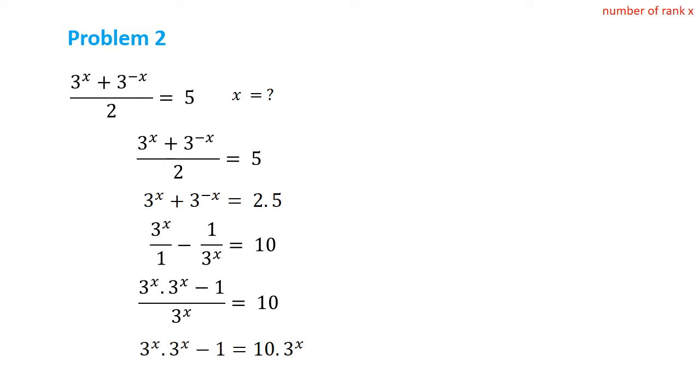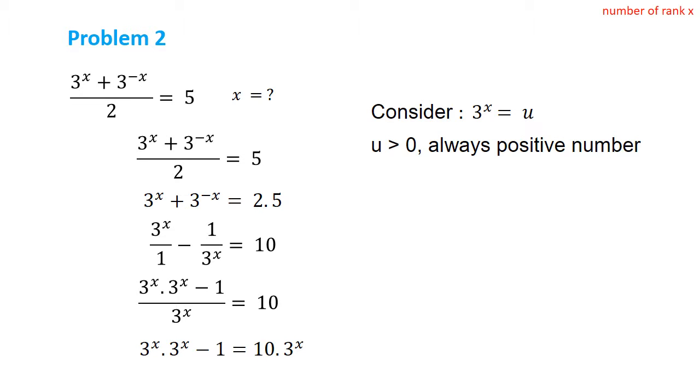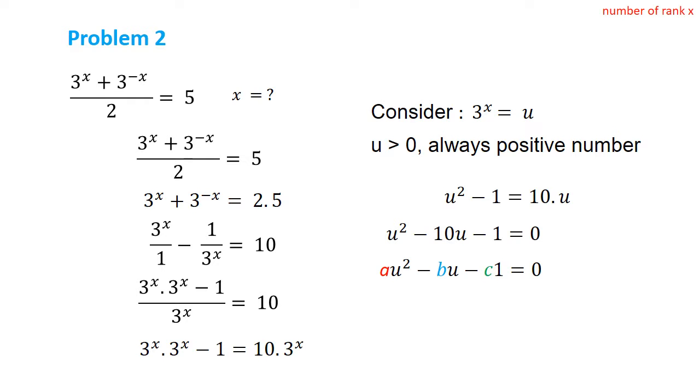3 to the power of x. Consider 3 to the power of x equals u. u is greater than 0, a positive number. u square minus 1 equals 10u. a equals 1, b equals minus 10, c equals minus 1.